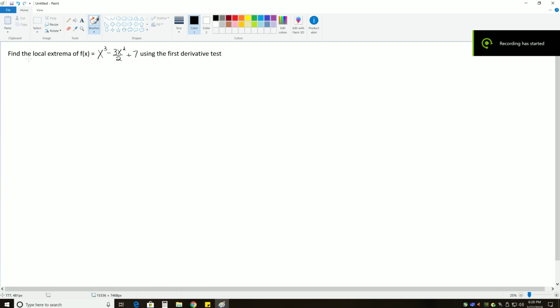Okay, so in this problem, we are going to find the local extrema or relative extrema of the function f of x equals x cubed minus 3x squared over 2 plus 7 using the first derivative test. So the first thing that we have to do when doing the first derivative test is to find our partition numbers. And the partition numbers are everywhere that the first derivative is equal to 0 or does not exist.